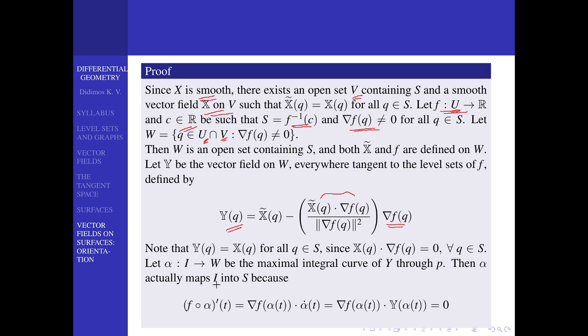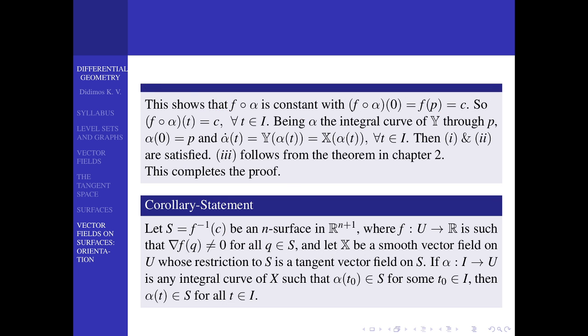Then alpha actually maps I into S because the derivative of f composition alpha is always 0, since del f of alpha of t dot Y of alpha of t is equal to 0. This shows that f composition alpha is a constant, with f composition alpha of 0 equal to f of P, because the derivative is 0, therefore this function is a constant function, and at the point 0 we have f of P that is equal to C. So f composition alpha of t is equal to C for all t belongs to I.